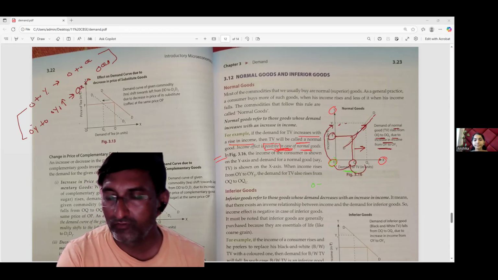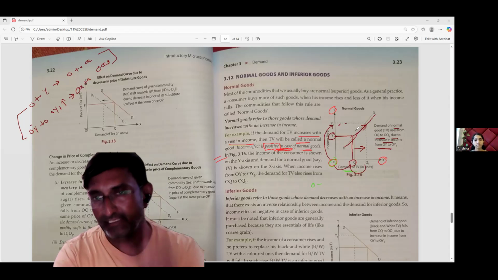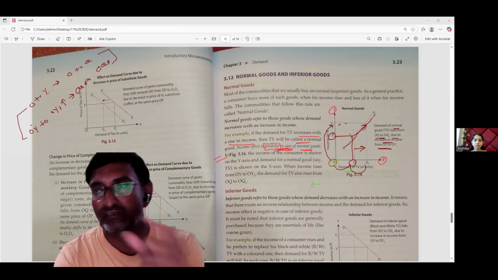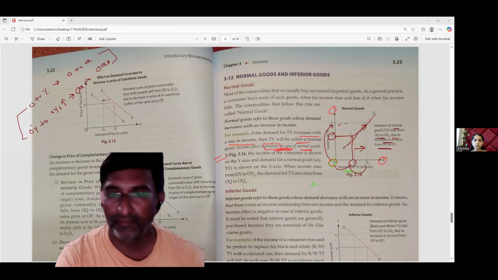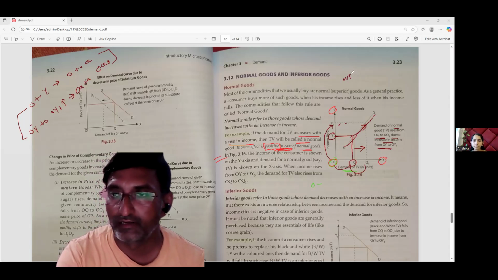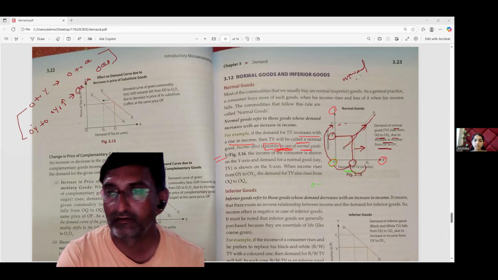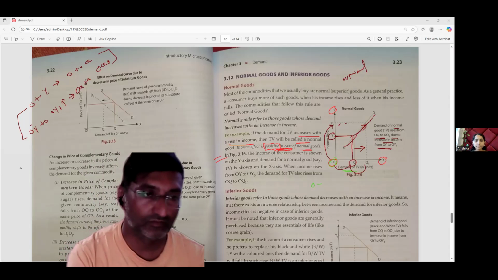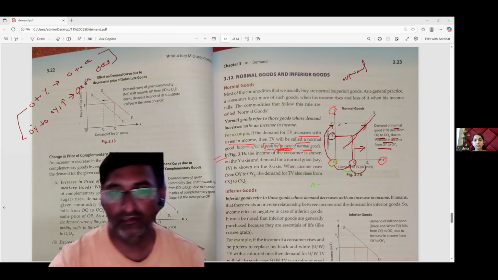In the case of normal goods, the demand curve moves to the upward side or the downward side. Might be this kind of question will be asked in the examination. So your answer will be the upward side. Upward side, right? Got it up to this? Okay. Now we'll see the inferior goods.